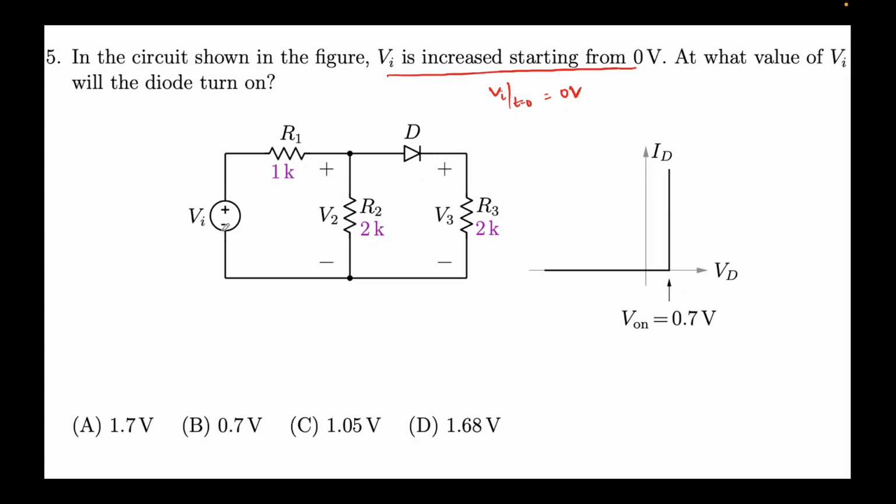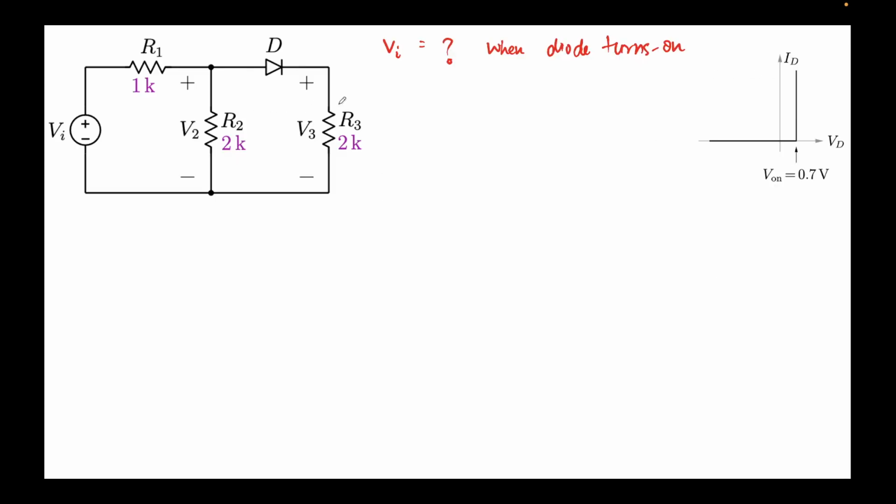However, vi we have started increasing, let's say slowly. Now what will happen is that the current will start flowing in this circuit over here first, because this is just a potential divider. Now what is the condition at which we are required to find vi at which the diode will turn on? So again, this is the problem that we require to find.